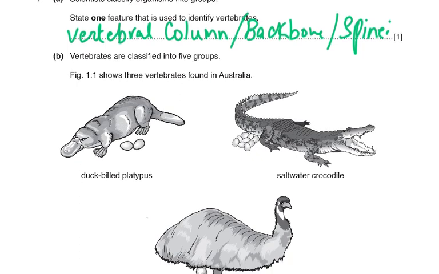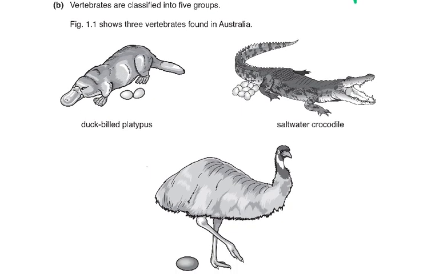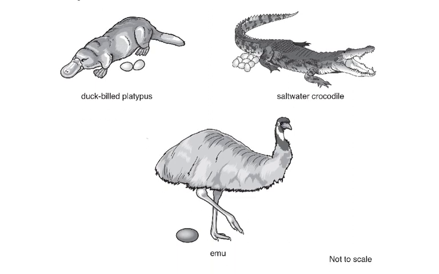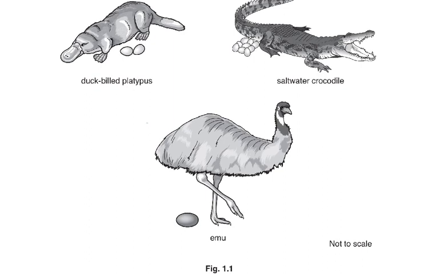Vertebrates are classified into five groups. Figure 1.1 shows three vertebrates found in Australia. One is a duck-billed platypus. It's got a beak or a bill and lays eggs. And then there's a saltwater crocodile which also lays eggs. And then there's an emu which also lays eggs. And it says not to scale, meaning they're not according to size.